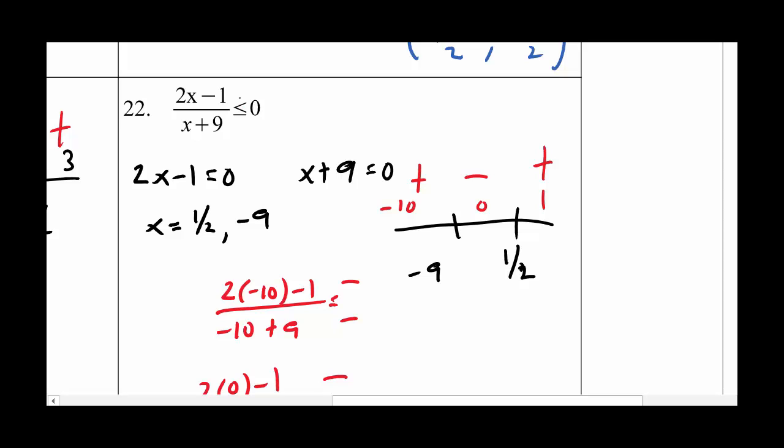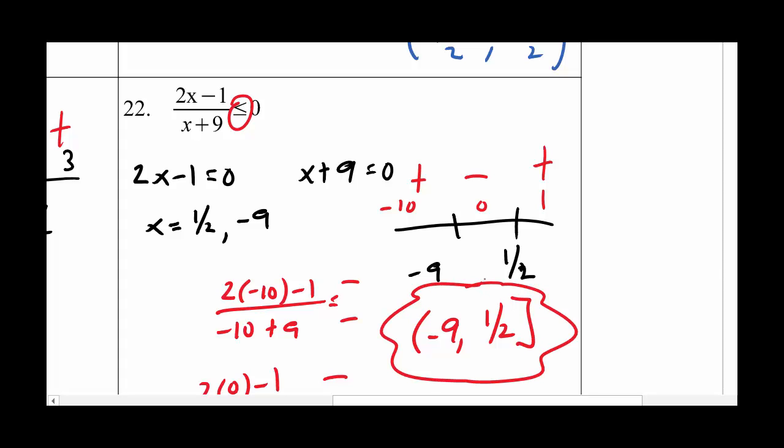Okay, and what am I interested in? I am interested in the negatives. So what interval do I get negative y values on? And that's anything between -9 and 1/2. And then we have brackets on this, but we got to remember that anything that came from the denominator we can't actually include. So that gets a parenthesis and the 1/2 gets a bracket. And that would be our solution.